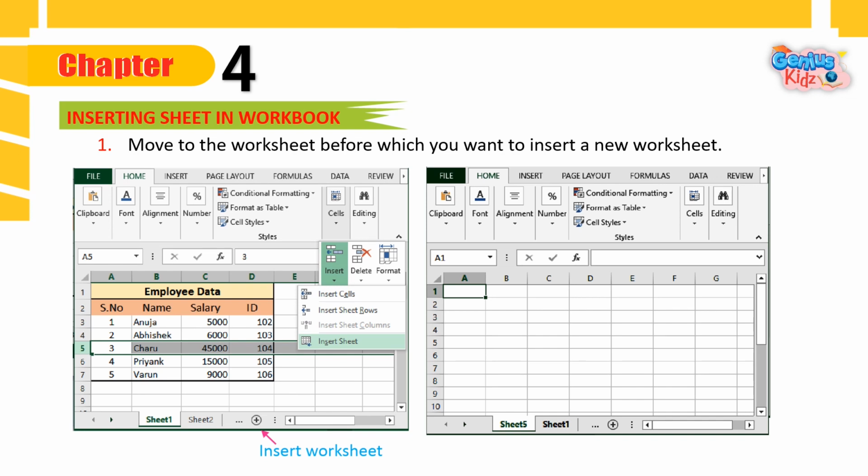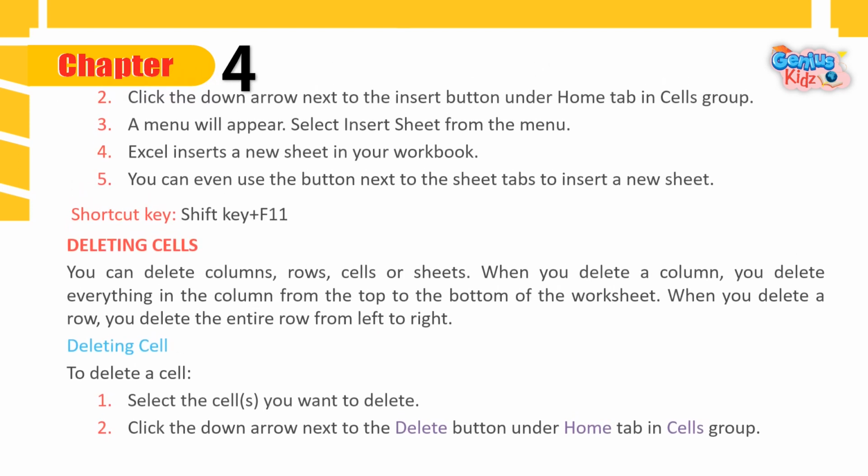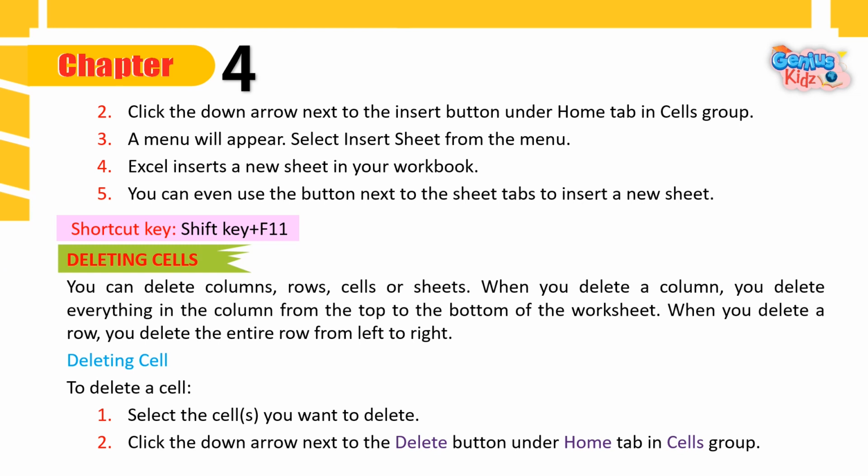Inserting a sheet in a workbook. 1. Move to the worksheet before which you want to insert a new worksheet. 2. Click the down arrow next to the Insert button under the Home tab in the Cells group. 3. A menu will appear. Select Insert Sheet from the menu. 4. Excel inserts a new sheet in your workbook. 5. You can even use the button next to the sheet tabs to insert a new sheet. Shortcut key: Shift plus F11.